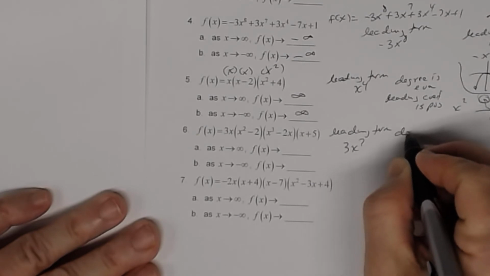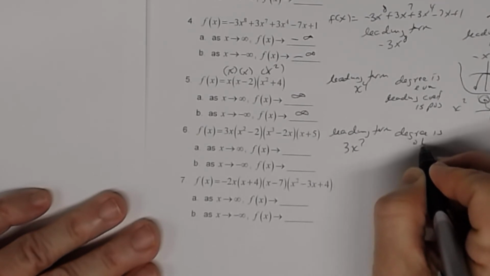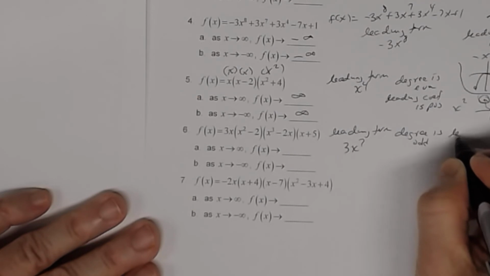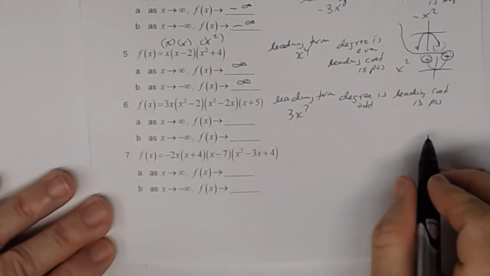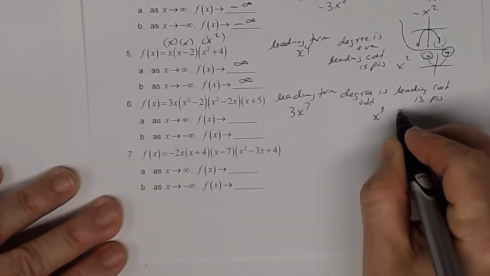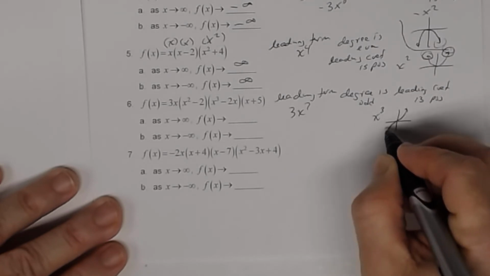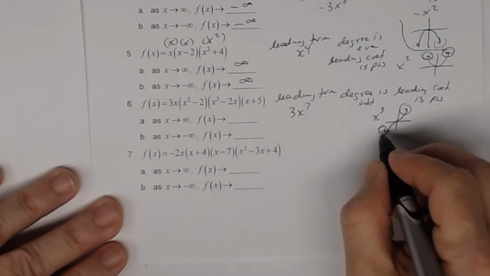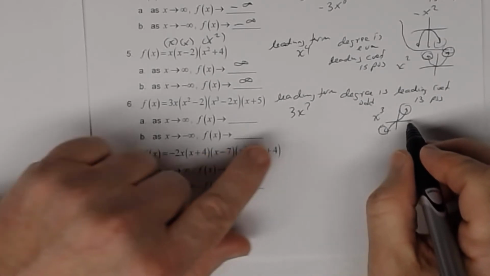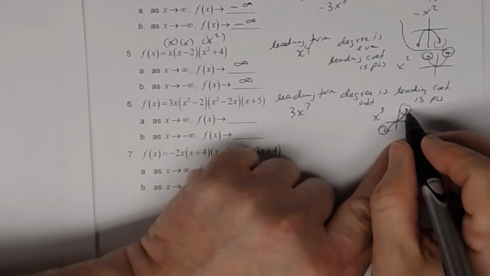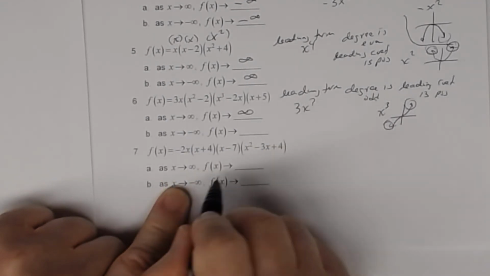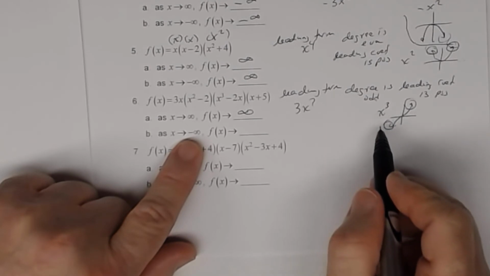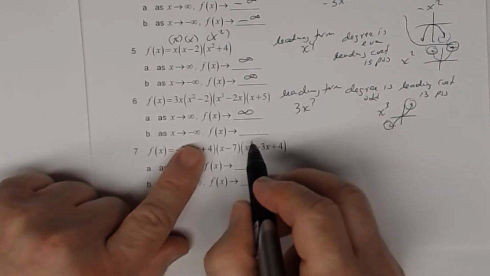So I know that my degree is odd, and my leading coefficient is positive. So since the degree is odd and my leading coefficient is positive, I'm going to use x cubed. And I know that x cubed looks like this. So on the right, it rises, and on the left, it falls. So as x goes to infinity, my y values go to infinity. As x goes to negative infinity, my y values will go to negative infinity.